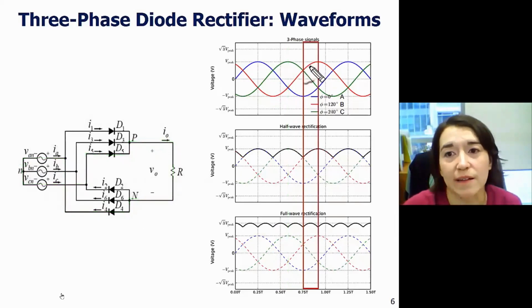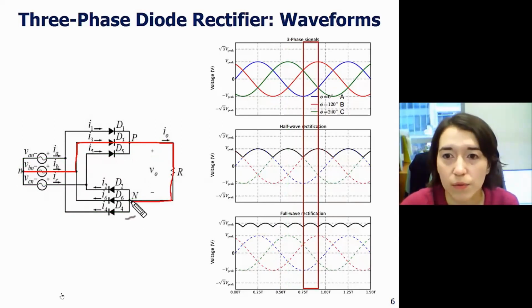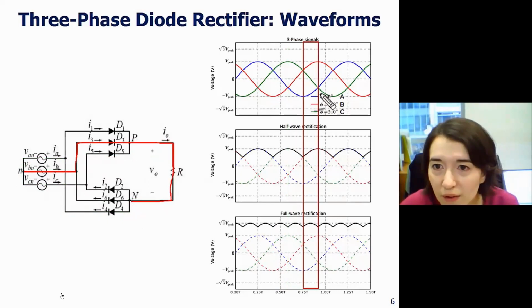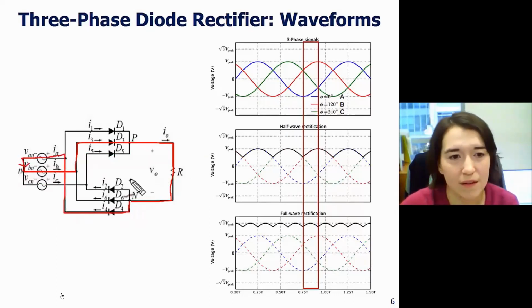Here we have B as the highest. Now it's switched, so B is the highest, and then A is the lowest. So from B, we go through here, we can go through diode 3, through our load, come back, and go through our lowest one here, which is A, so we're going to go to A, which is over here. Okay, going through all of these.